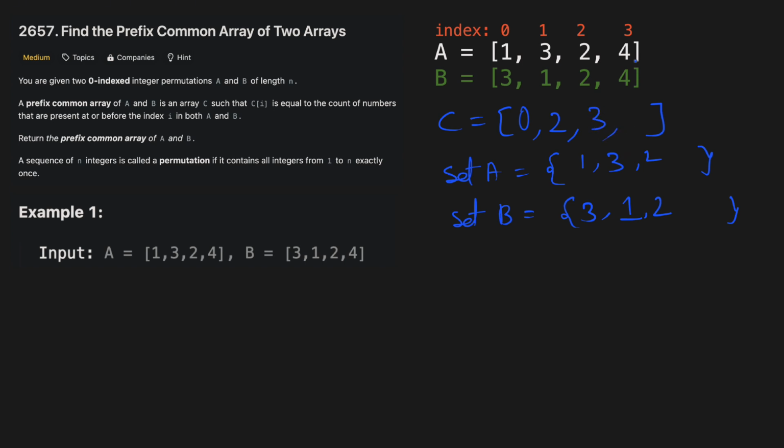And finally at the last index, the element is 4 in both the arrays. So we will add 4 to sets A and B and do the intersection between the sets. And now there are 4 intersecting elements. And finally our array becomes 0, 2, 3, 4, which will be our answer.